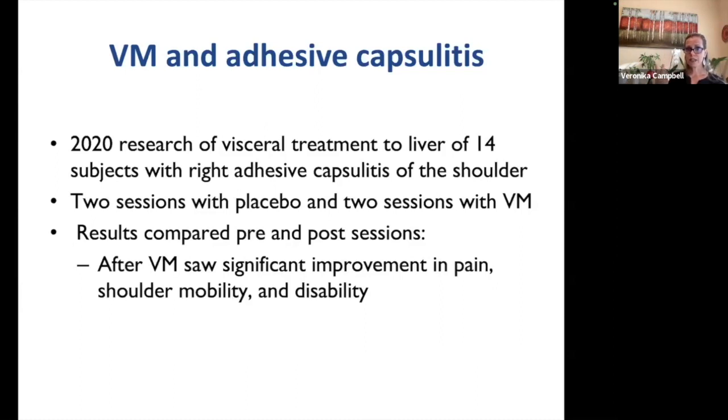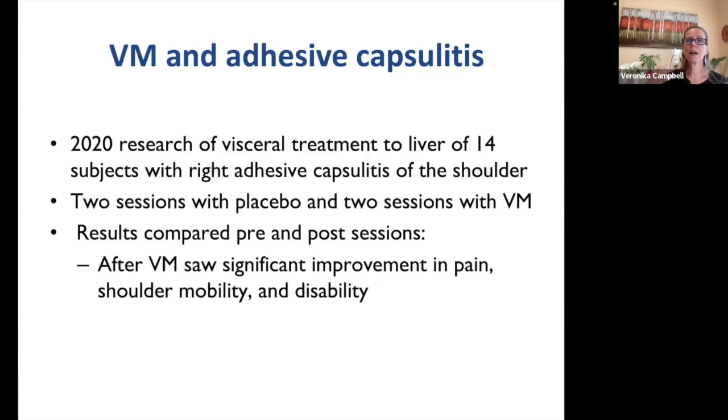And they had 2 sessions of a placebo and then 2 sessions with visceral, and they compared pre and post to each one. What they found was with the placebo, they didn't have as much change, but after the visceral manipulation, they saw significant improvement in pain, shoulder mobility, and a decrease in disability.